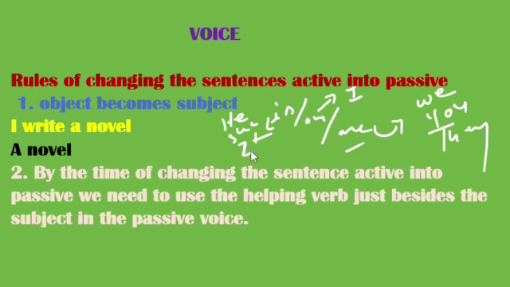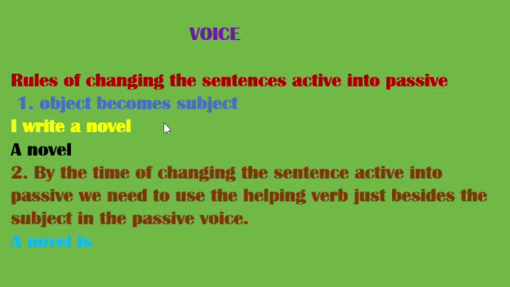If it is third person singular, what is your helping verb? The helping verb is. So here we have to use the helping verb is. So a novel is. Is should be used. Is is a helping verb which we have to use beside the subject in the passive voice. So a novel is. What is the third rule?